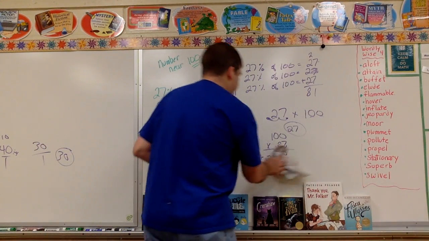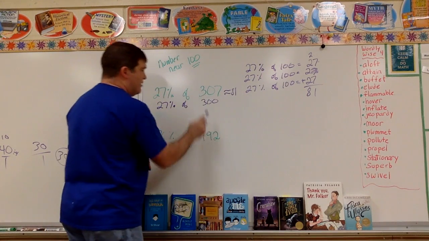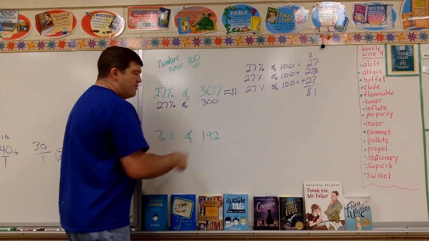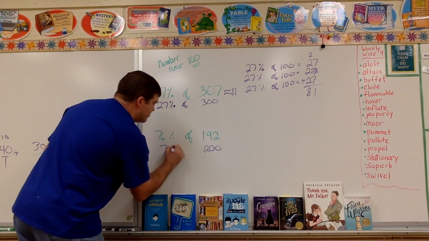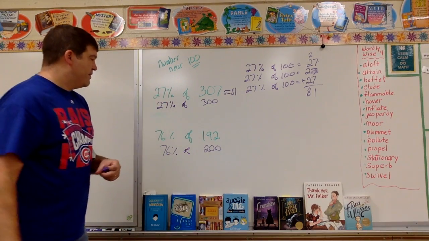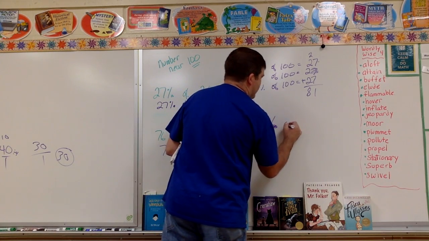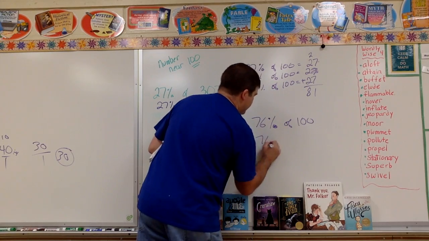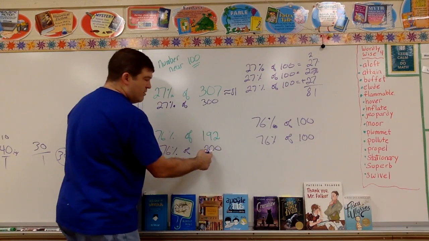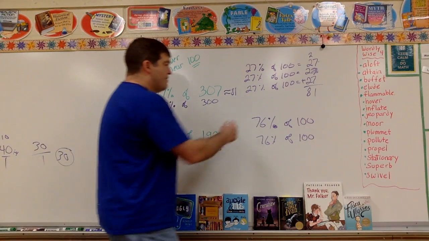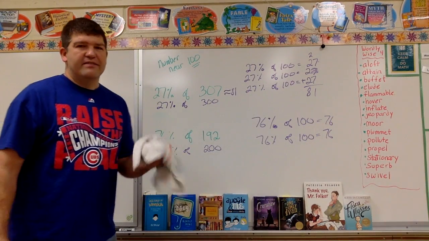Let's do this next one. This only works if this number is close to an even 100. 192, very close to 200. 200. I'm going to keep this 76% of 200. Now, I'm going to do 76% of 100 and 76% of 100, because this 100 and this 100 will get me the 200. Okay? 76% of 100 is 76. And 76% of 100 is 76.